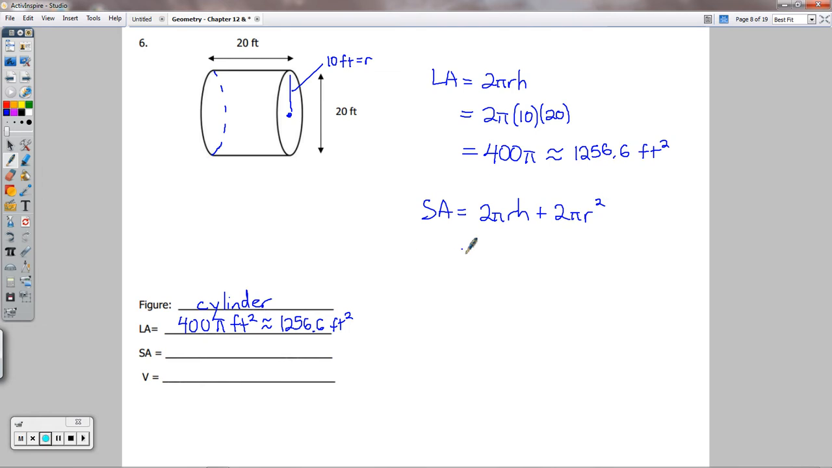Surface area is just that, the lateral area plus the two bases, so 2 pi r squared in this case. They're both circles. We have 400 pi. I'm going to use that instead of the rounded off answer. It'll give me a better answer. And then 2 times pi times 10 squared. 10 squared is 100. 100 times 2 is 200. So you have 400 pi plus 200 pi. That would be 600 pi.